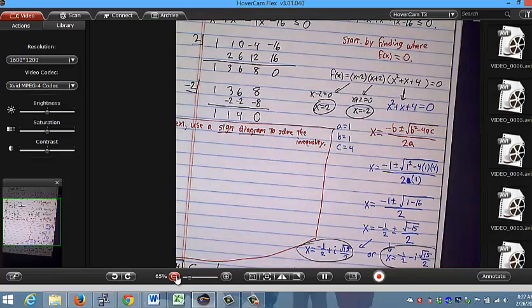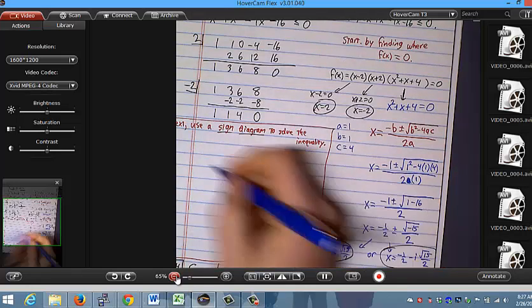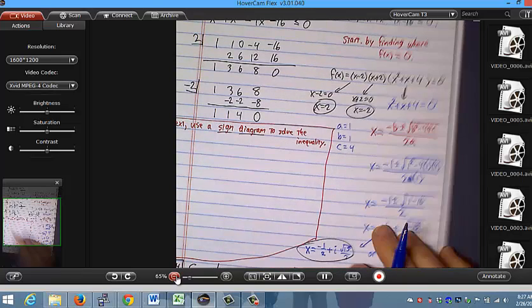We're going to use a sign diagram to solve the inequality. I have shown you a sign diagram once before. We're going to be seeing a lot of these, okay? So let's go ahead. What do I draw? Do you remember when I said we're going to do a sign diagram? The number line, yeah. We're going to draw the number line, okay? So let's go ahead and draw it.